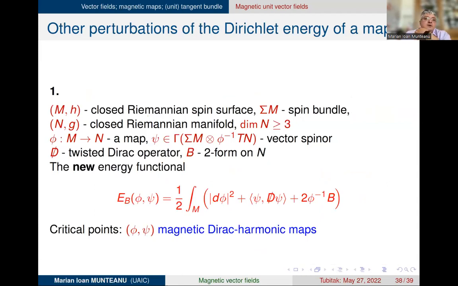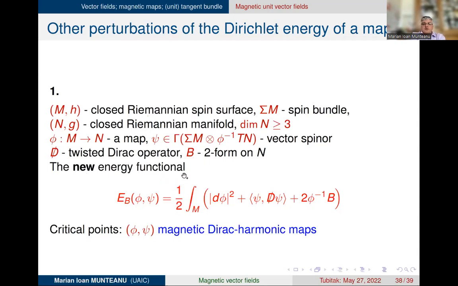Okay, so in one or two more minutes, I will give you two other examples of how the energy of a map can be perturbed. So another definition of harmonic maps with potential. In this case, a new energy functional is defined. Here, another spin bundle appears, a twisting Dirac operator, and I kept the original notations. So the 2-form is denoted by B, and the new energy functional.